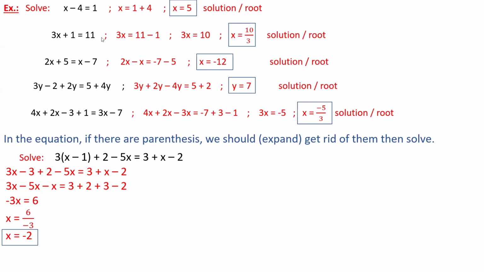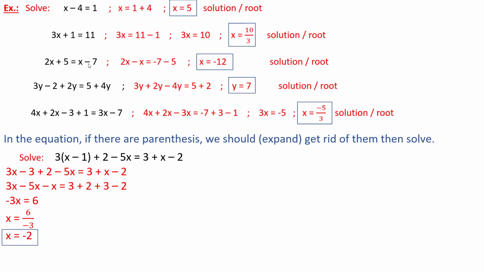3x plus 1 equal 11. I keep the variable with its coefficient, 3x, on side 1 equal 11, and I bring the plus 1, it becomes minus 1, to side 2. Now I calculate side 2. 3x equal 11 minus 1 is 10. This is in the simple equation form. It is ax equal b. So x equal b over a. This is my solution. Since the fraction cannot be reduced, this is the solution.